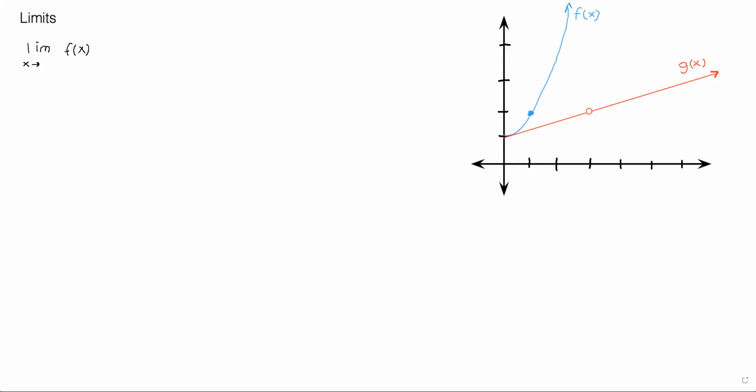So let's talk about what this means in context of one of our functions. Let's pick f of x as our first function, the blue one. So let's find the limit of f of x as x approaches 1. So we have the limit as x approaches 1 of f of x. Sometimes we can just do a direct substitution. What that means is that we're just going to plug 1 in for x.